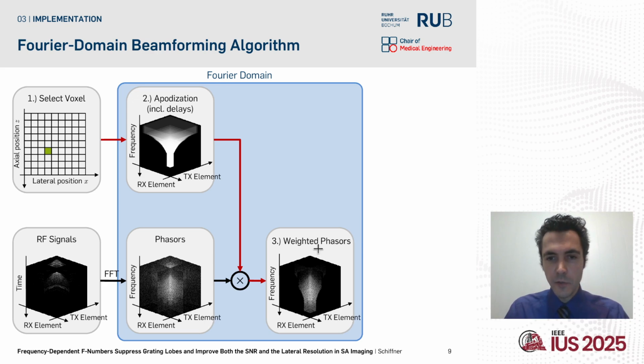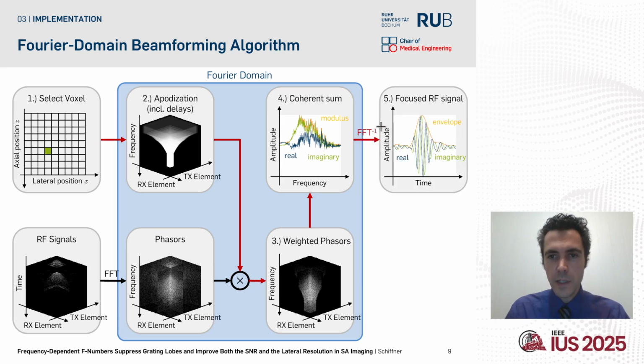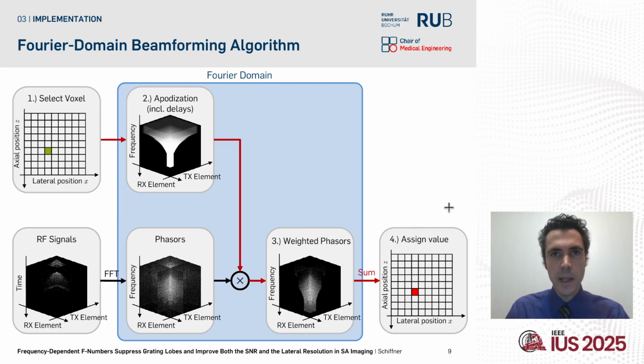The summation of the weighted phasors for all transmit elements and all receive elements then yields the focused signal in the Fourier domain. An inverse FFT provides the focused RF signal in the time domain. A specific sample of the envelope serves as voxel value. The last two steps can also be combined into a three-dimensional sum of the weighted phasors.